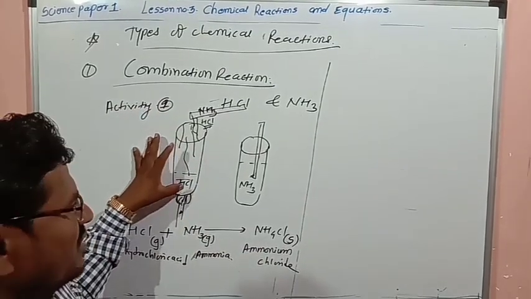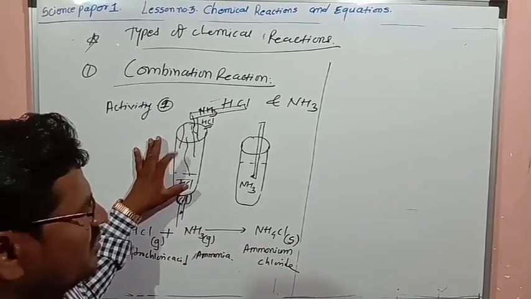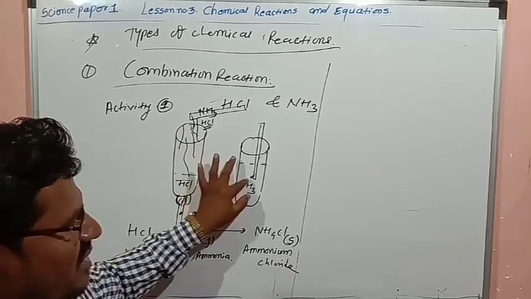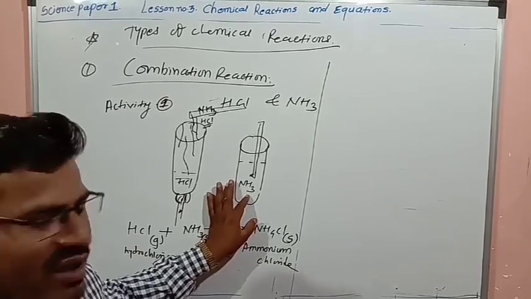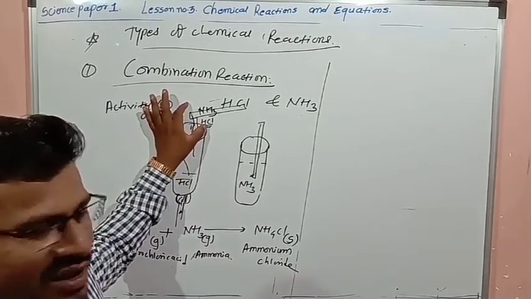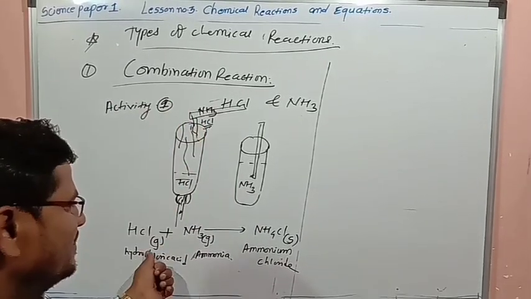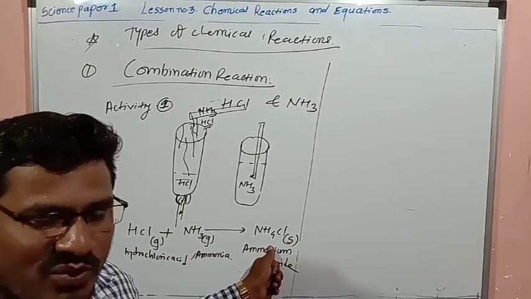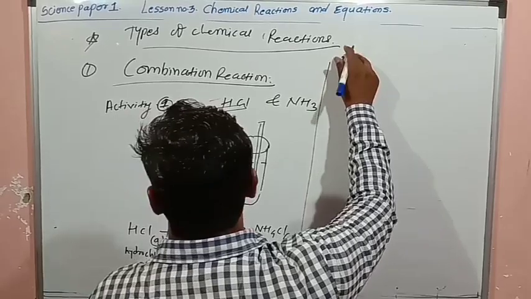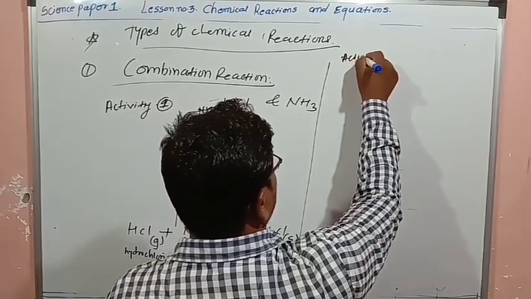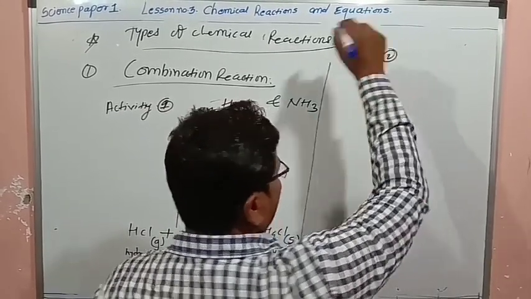Hydrogen chloride, that is hydrochloric acid, you take in a test tube and heat, then evaporation takes place. Then you take one rod, dip it into the ammonia, and bring that rod here. Then a reaction takes place between HCl and NH3, and it forms NH4Cl. So now the second activity, activity number 2.